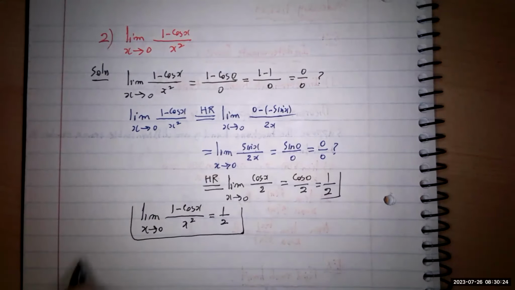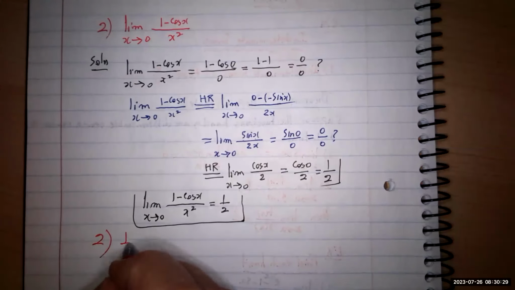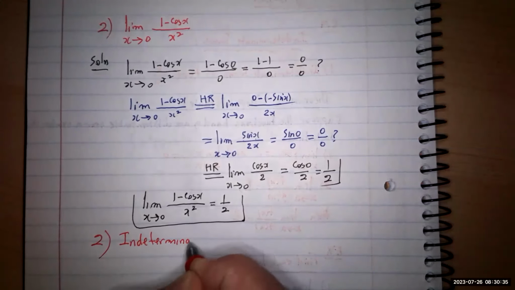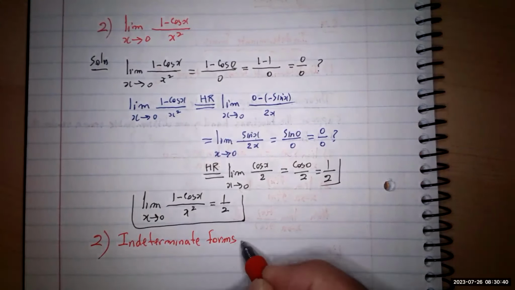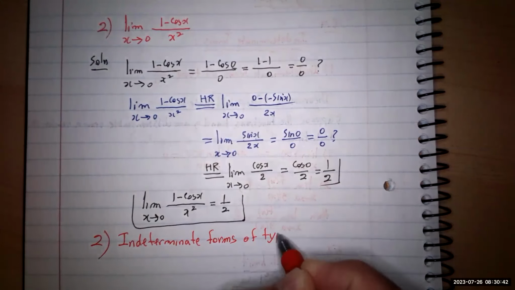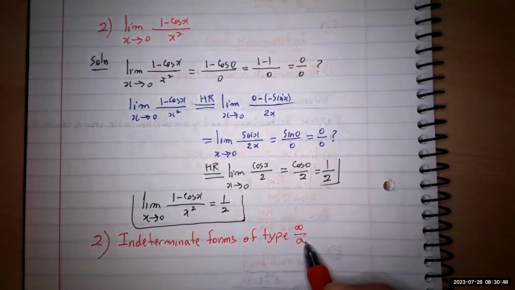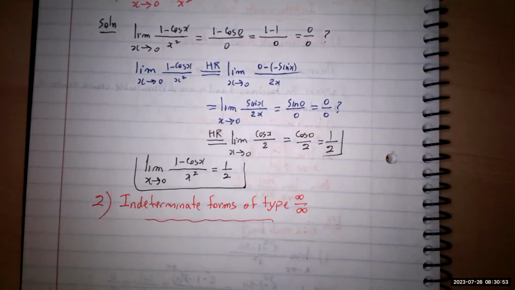So case 2: indeterminate forms, this time of type infinity over infinity. Again, you try to find the limit, you arrive at infinity over infinity. So again, you cannot decide. So what you can do, you can use the same idea, the L'Hopital rule again.